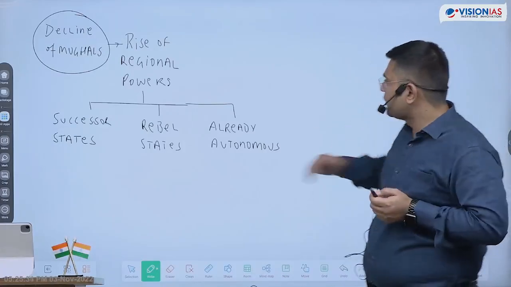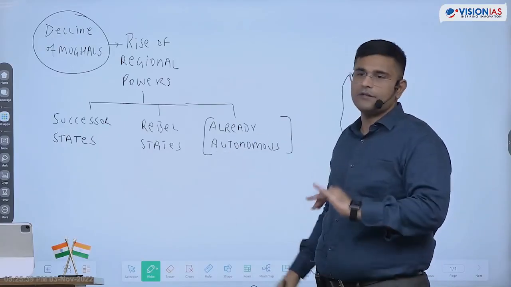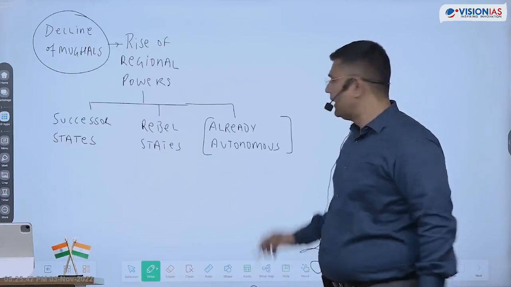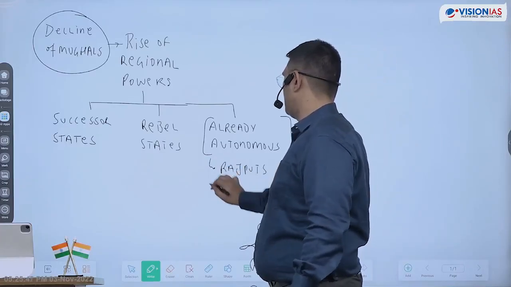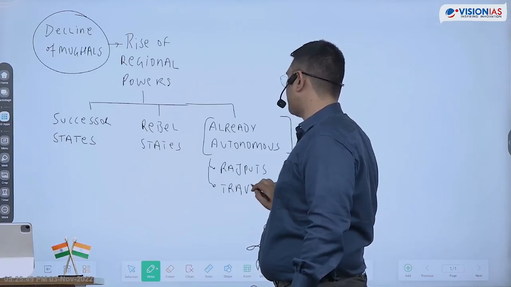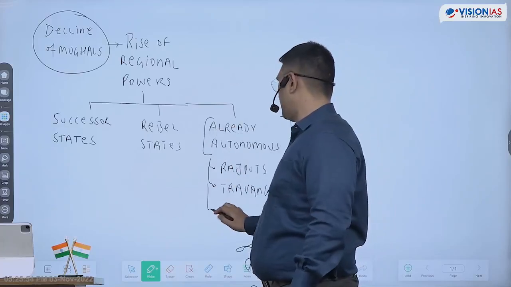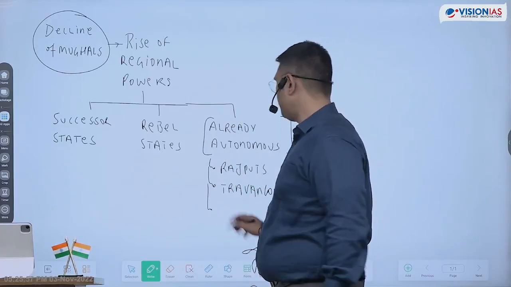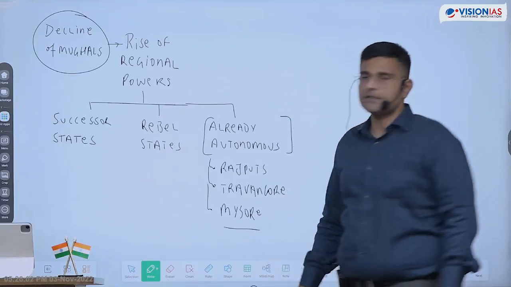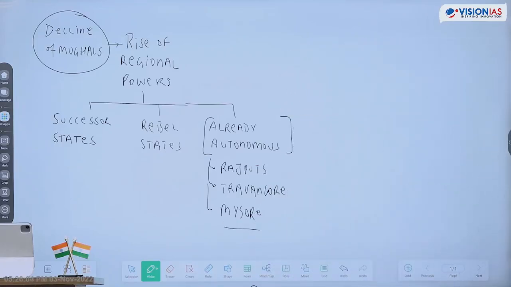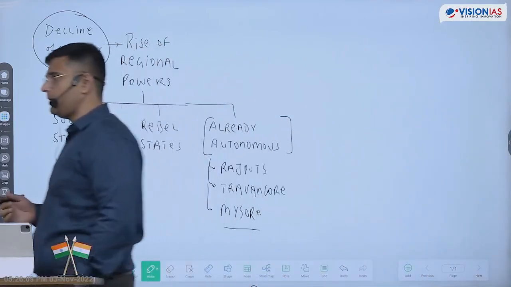So, already autonomous states. They can be part of the Mughal Empire, they can be independent of the Mughal Empire. These already autonomous states were, for example, Rajputs. Then you had Travancore, which is today's Kerala, and you had Mysore, which is today's Karnataka, right? So these were the three states which were already autonomous. That means they were autonomous since previous times, right?